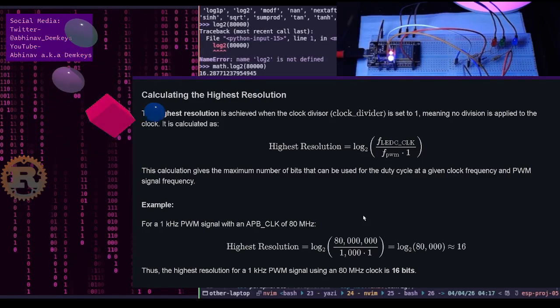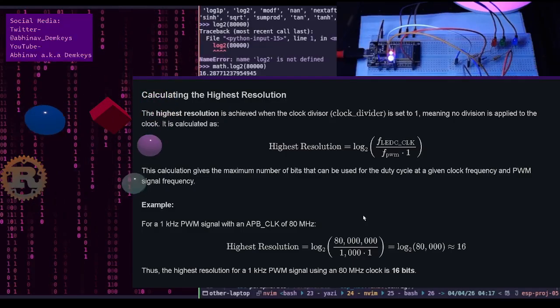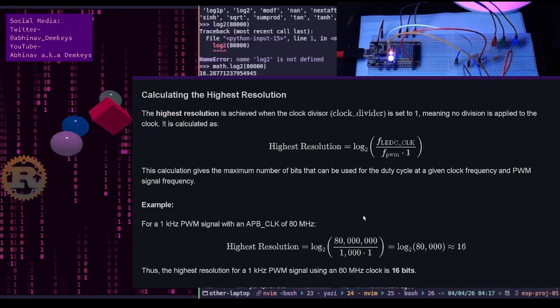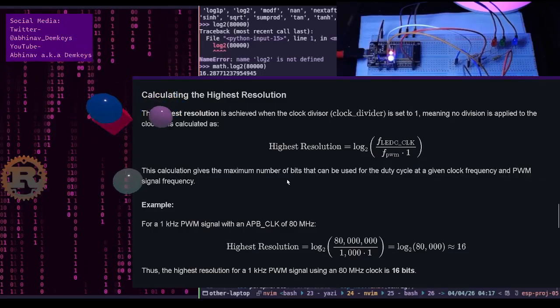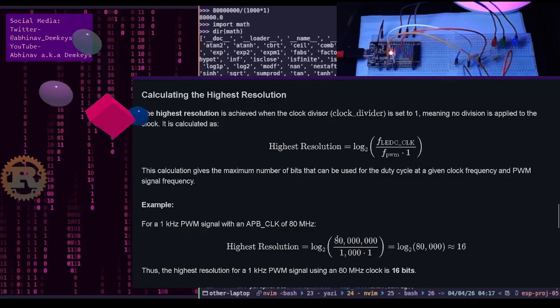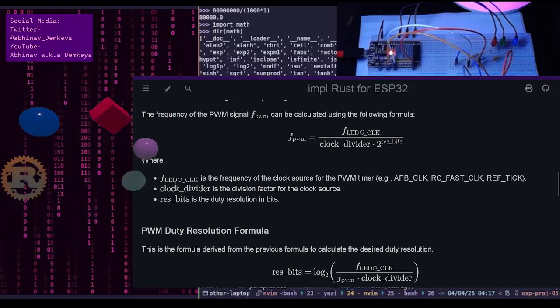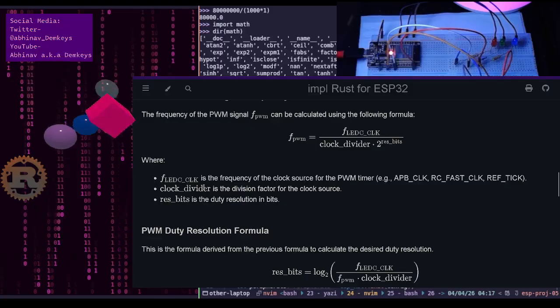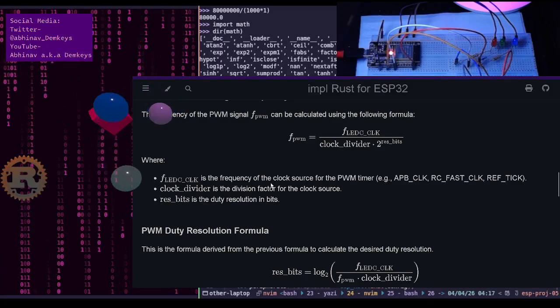All right, okay. So what is the LEDC clock supposed to be here? What is the value supposed to be? Because for some reason that's coming up to 80 million. So I need to find out what the LEDC clock is. This is the frequency of the clock source for the PWM timer.